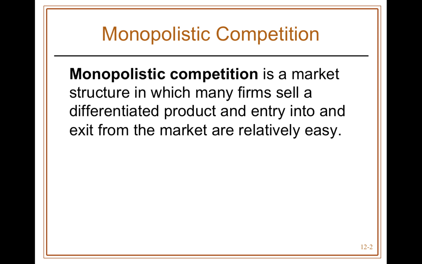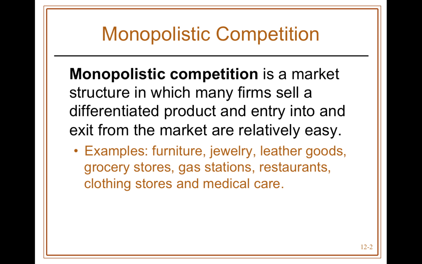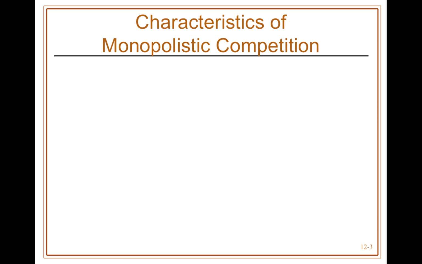Monopolistic competition is a market structure in which many firms sell a differentiated product, and entry into and exit from the market are relatively easy. So a key word here is differentiated product. Keep in mind, with perfect competition, we had a homogeneous product, meaning no difference. So examples here could be furniture, jewelry, leather, grocery stores, gas stations, restaurants, clothes, medical care. They would all probably fall into the monopolistic competition segment.